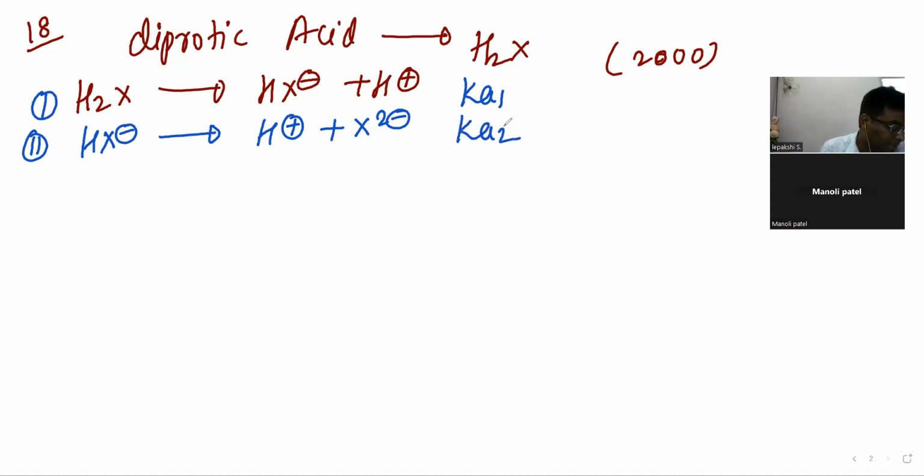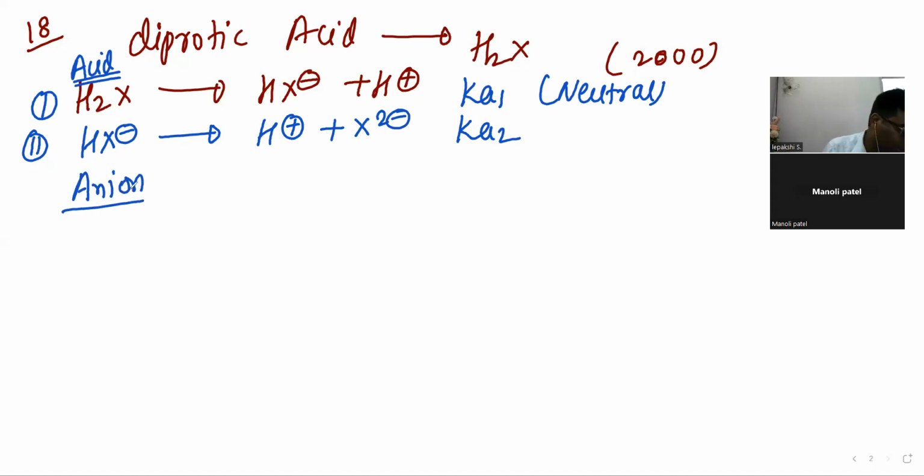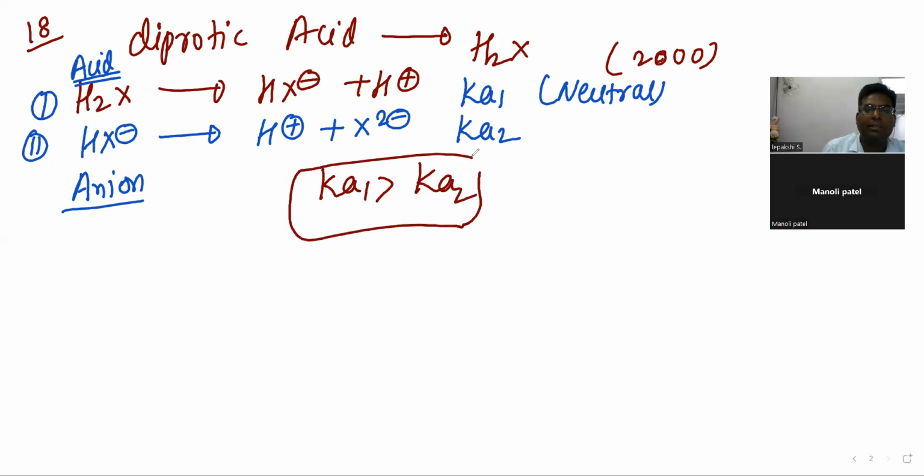In the first reaction, H plus comes from the neutral molecule, the acid, which is initially neutral, while in the second, H plus comes from the anionic part. This is already an anion with a minus sign, so removing H plus is more difficult compared to the first reaction. So the dissociation constants follow the order Ka1 greater than Ka2, because the first H plus comes from the neutral acid. So that will be the answer.